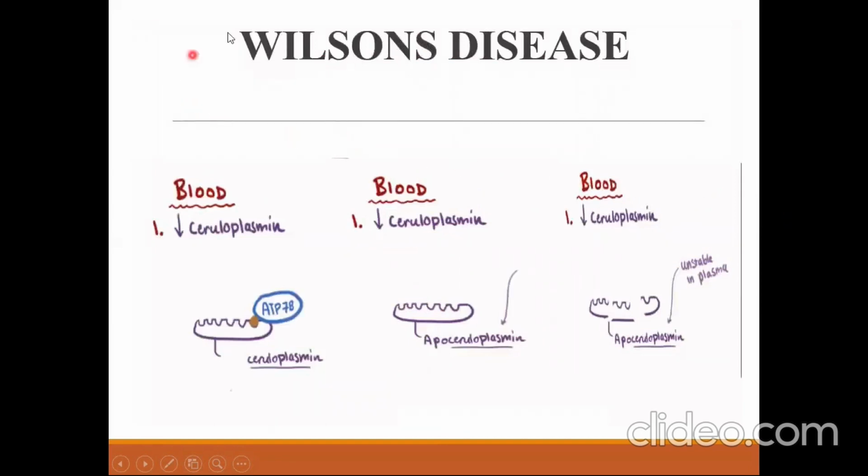The two factors you need to consider in Wilson's disease: in the blood, there will be a decreased ceruloplasmin level. Normally, ATP7B is responsible for the binding of the copper with the apoceruloplasmin to form the ceruloplasmin, right? So in Wilson's disease, ATP7B is defective and hence copper cannot bind with the apoceruloplasmin, and this ceruloplasmin is unstable in the plasma and hence the level of the ceruloplasmin will be reduced.